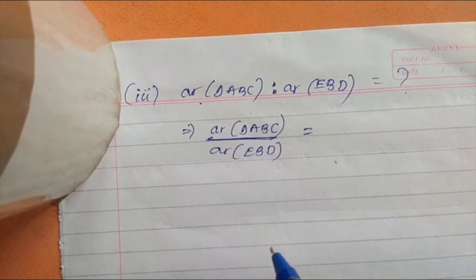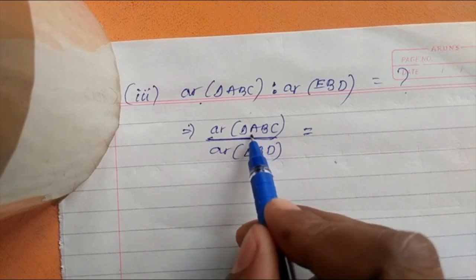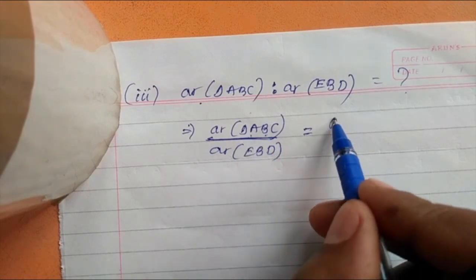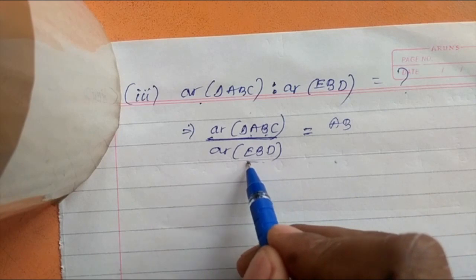So in corresponding sides ratio, what method did we follow? We selected two letters from the first triangle. Similarly, select from here, EB.